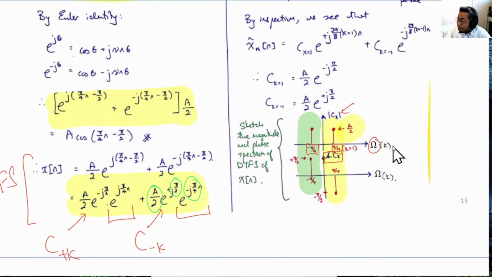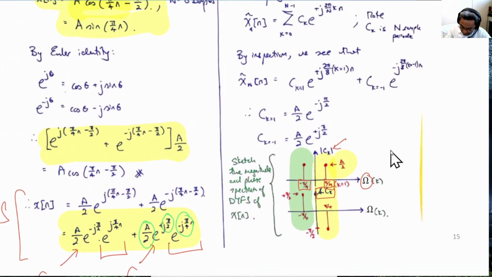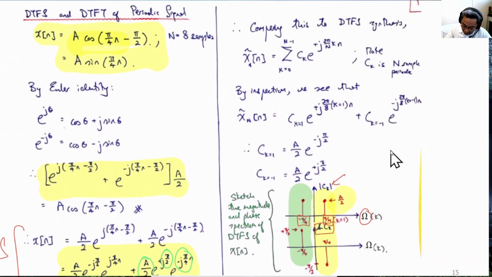I also show you the value of k. k is actually equal to 1 because we are using N equals 8. So 2 pi over 8 is pi over 4, which is the angular frequency we need by multiplying k equals 1 and capital N equals 8.